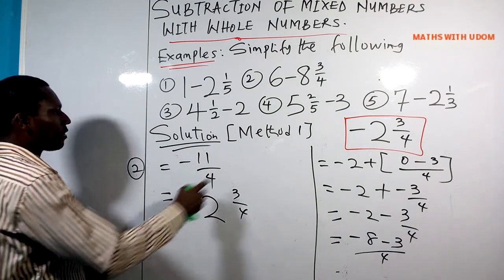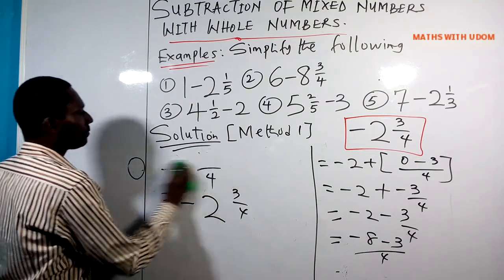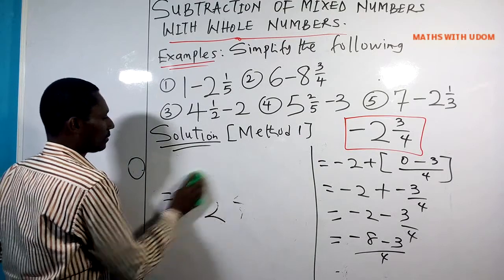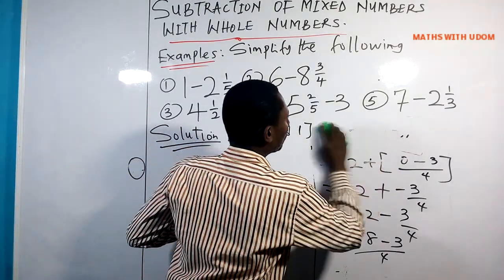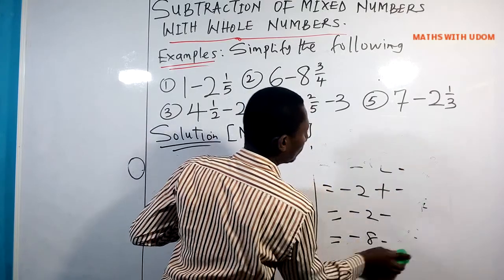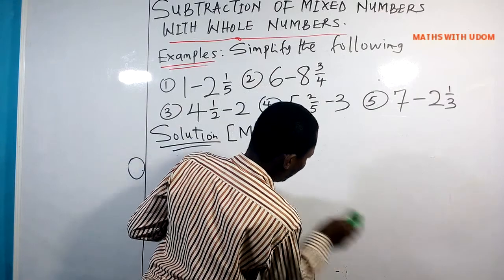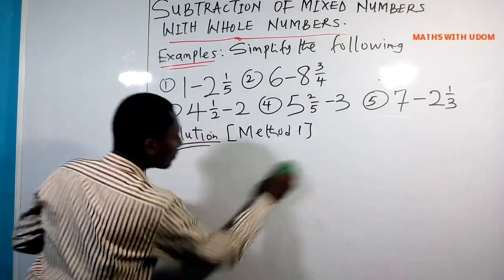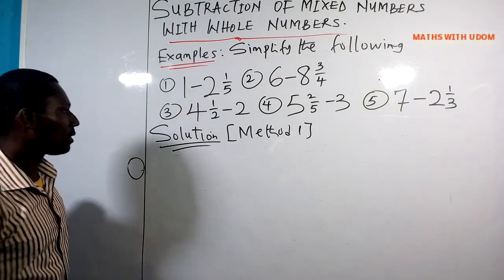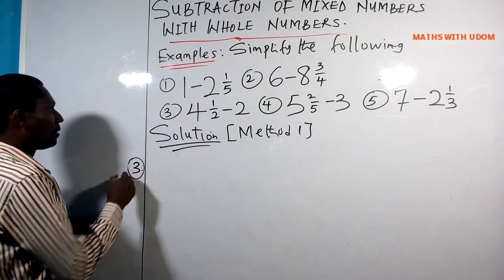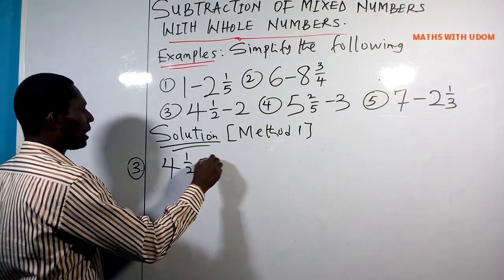Of course this is method 2 for that question. Let's move to example 3. Example 3, method 1. So what do we have there? We have 4 whole number, 1 over 2 minus 2.